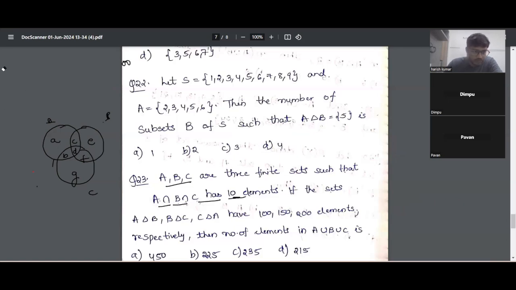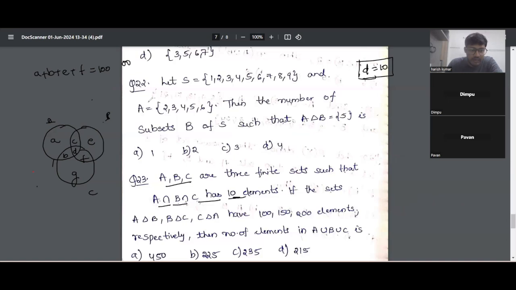So first of all, D is 10. Okay, so this is clear. Let's keep it aside. So A delta B means only this part, that is A plus B, plus this part, that is E plus F. This is 100.